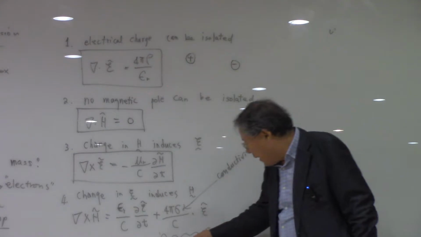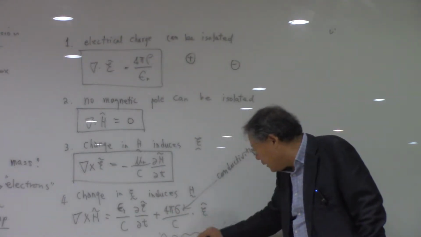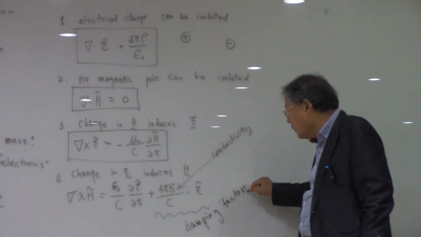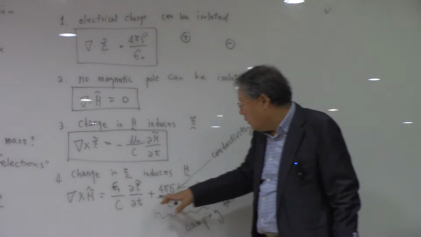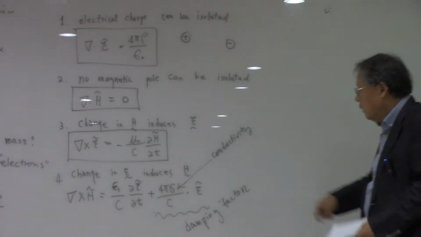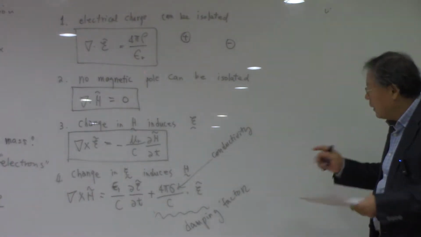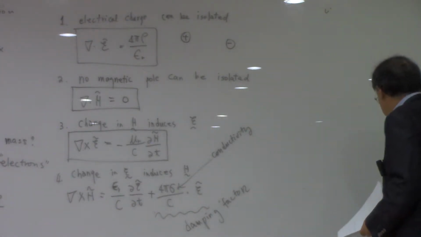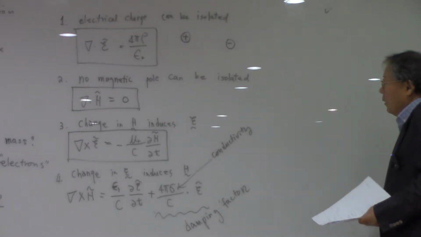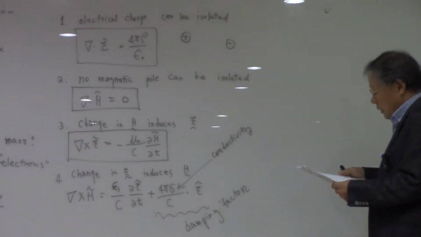So a change in the electric field has something to do with the conductivity of the material itself. So actually this part is kind of a damping factor of the whole system, right? So conductivity has to be included in the Maxwell fourth equation, something like that, right?